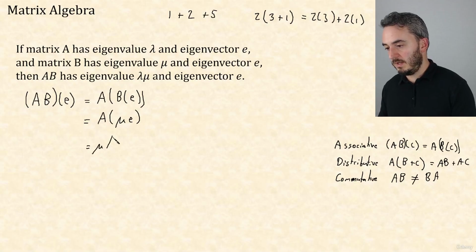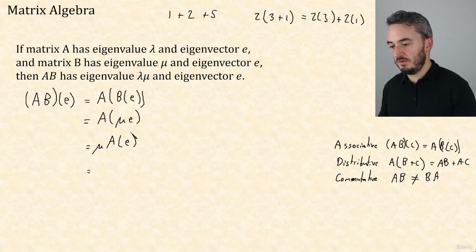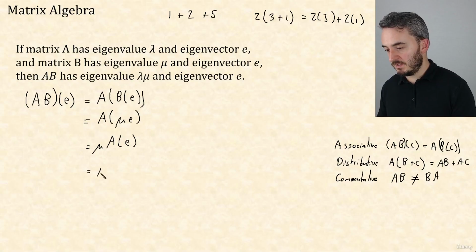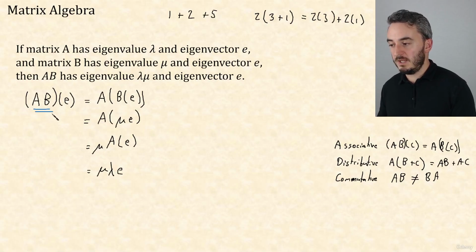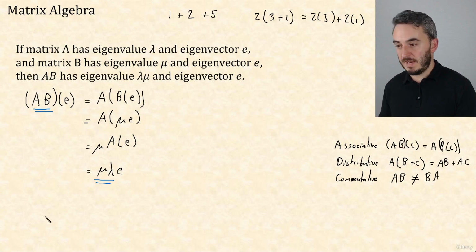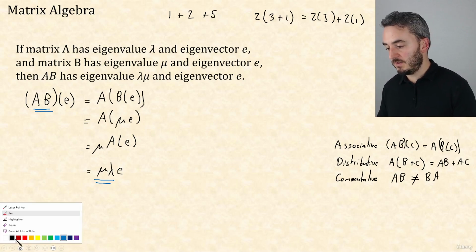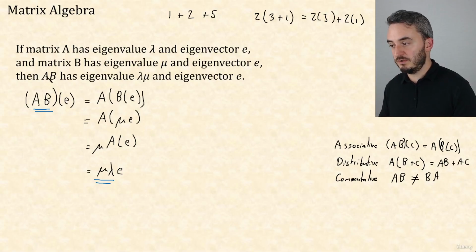Mu A of E. And then what is A of E? Well, again, by definition, the eigenvalue for A, for eigenvector E, is lambda. So A of E is lambda E. So that's mu times lambda E. And what have we found? We've just discovered that applying the matrix AB to E is the same as multiplying it by mu times lambda, or lambda times mu, and therefore lambda times mu is the eigenvalue for the matrix AB.